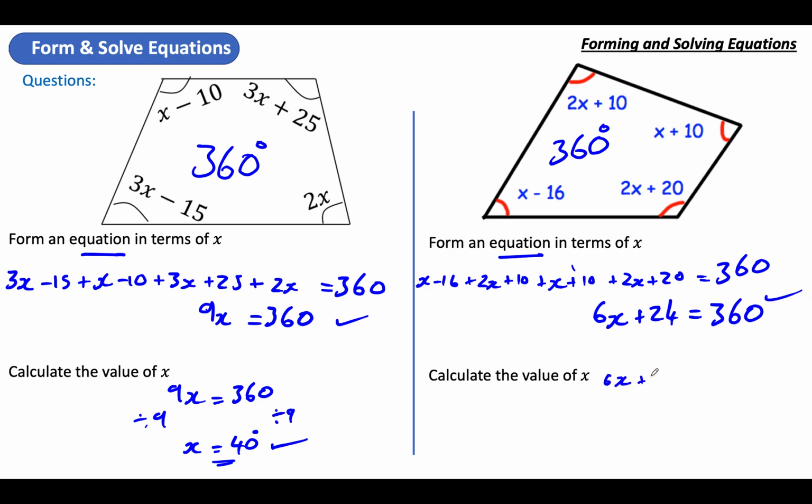That means solve it. So I'm just going to rewrite it further down. Let's take away 24 from both sides. So 6x is left on its own. And 360 take away 24 is 336. But I don't want 6x's. I only want one of them. So I do 336 divided by 6, which is, well, it's an awful lot of 6's here, 56. Okay, so there's my answer. The value of x is 56 degrees.